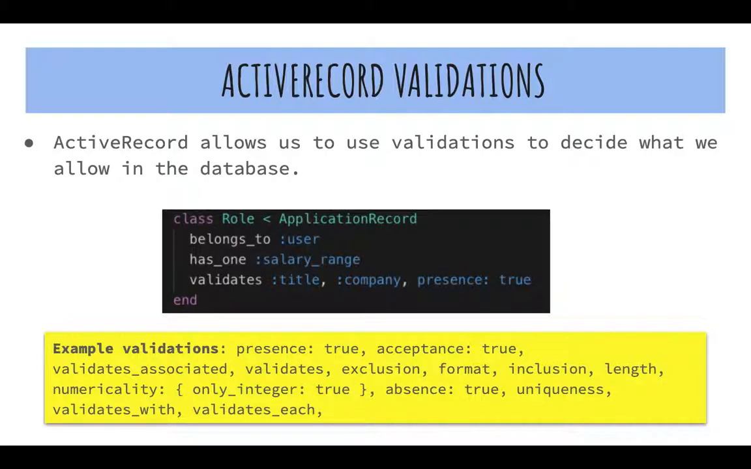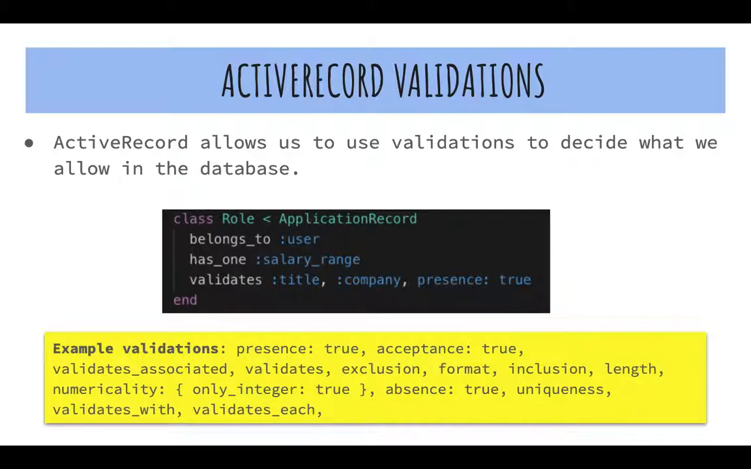Acceptance is a tick box checker. It checks if the tick box has been ticked. Validates associated, so that validates other models, linked models. Validates, which we've seen. Exclusion, so that it checks that some things are not included. Format, so it checks the format of the file. Inclusion, checking that some things are included.